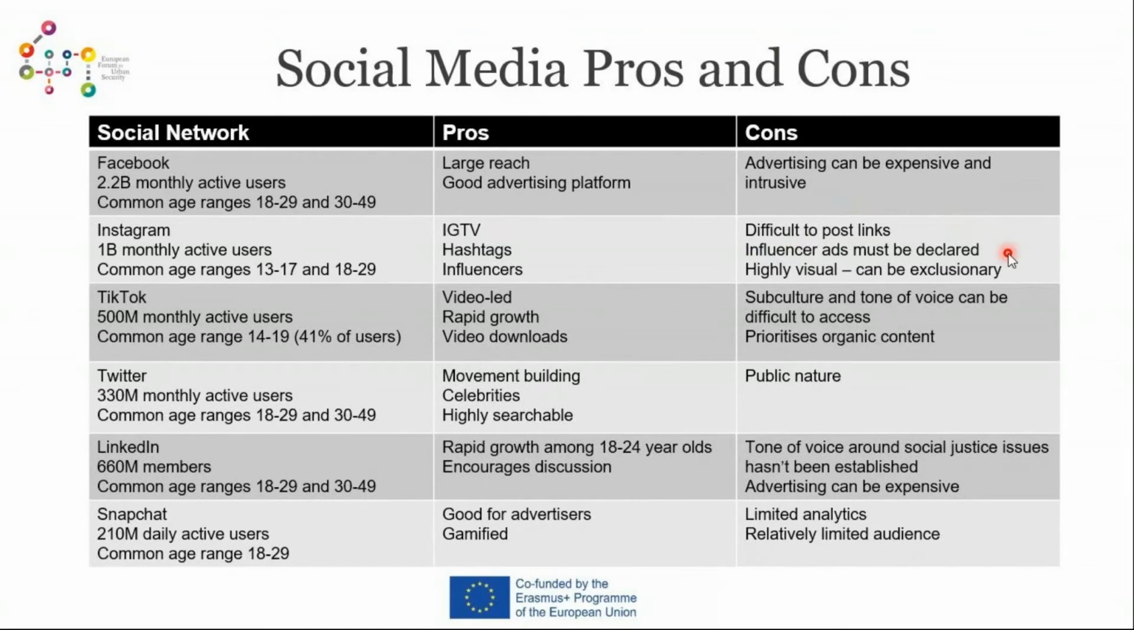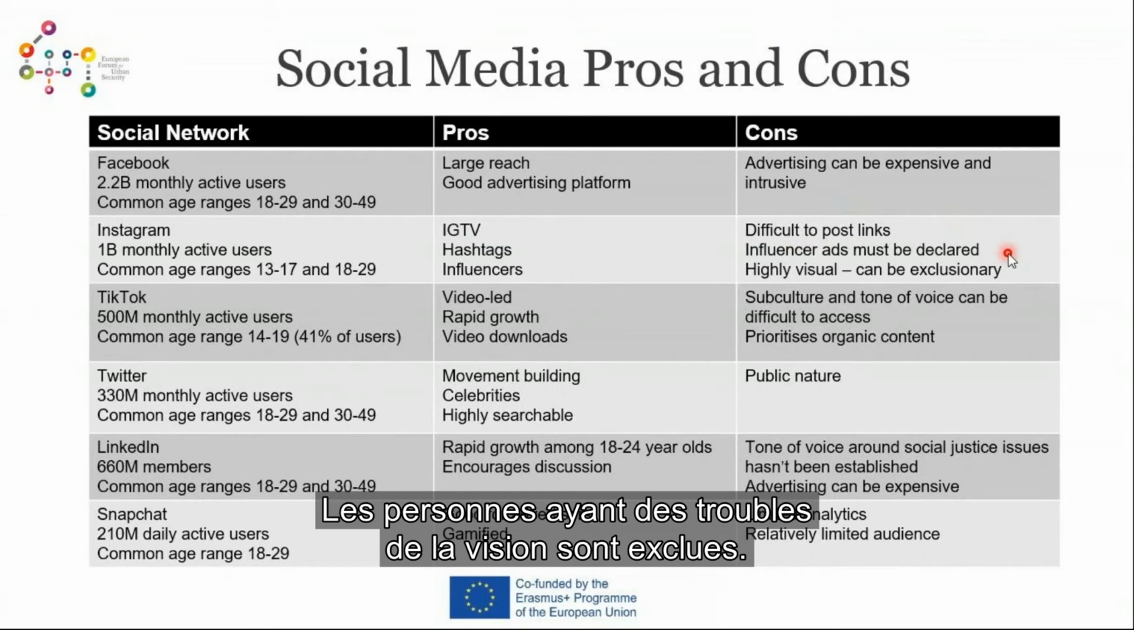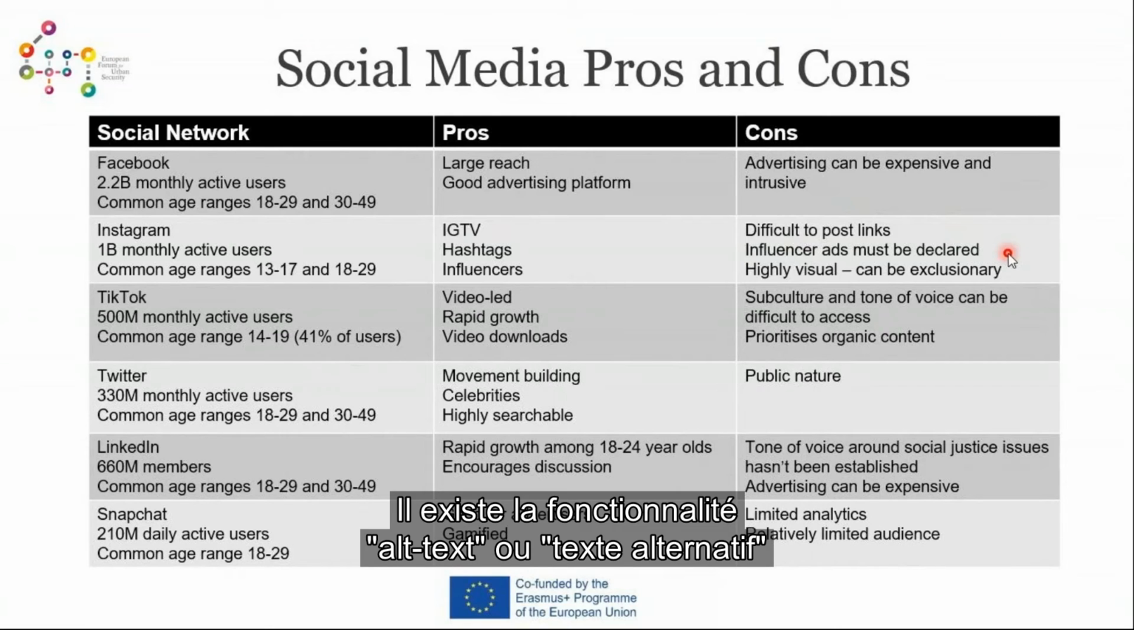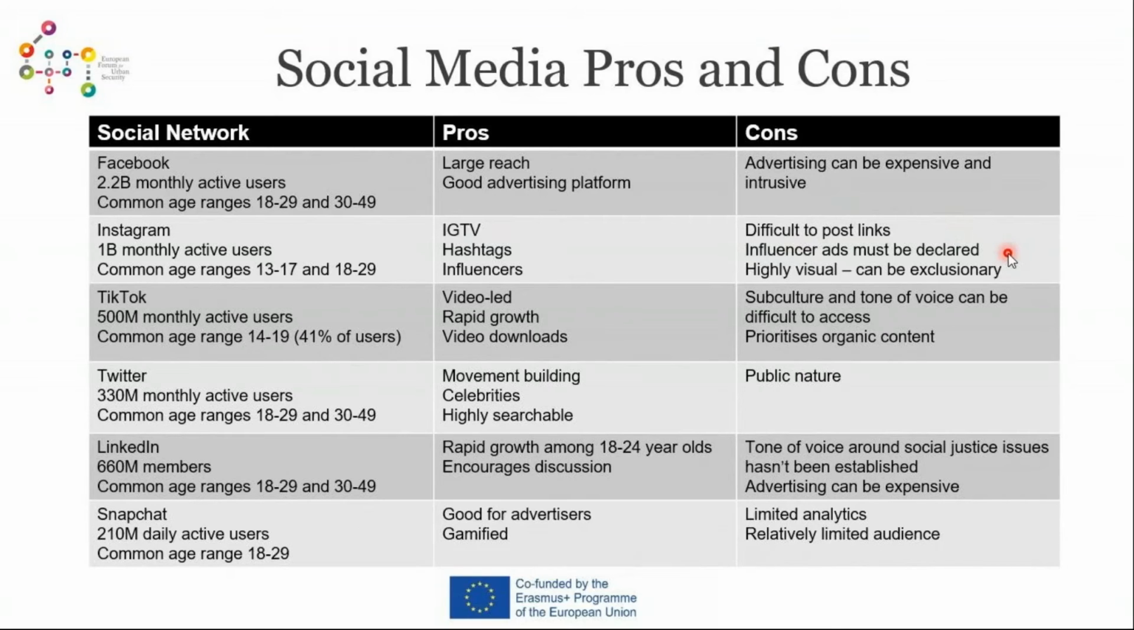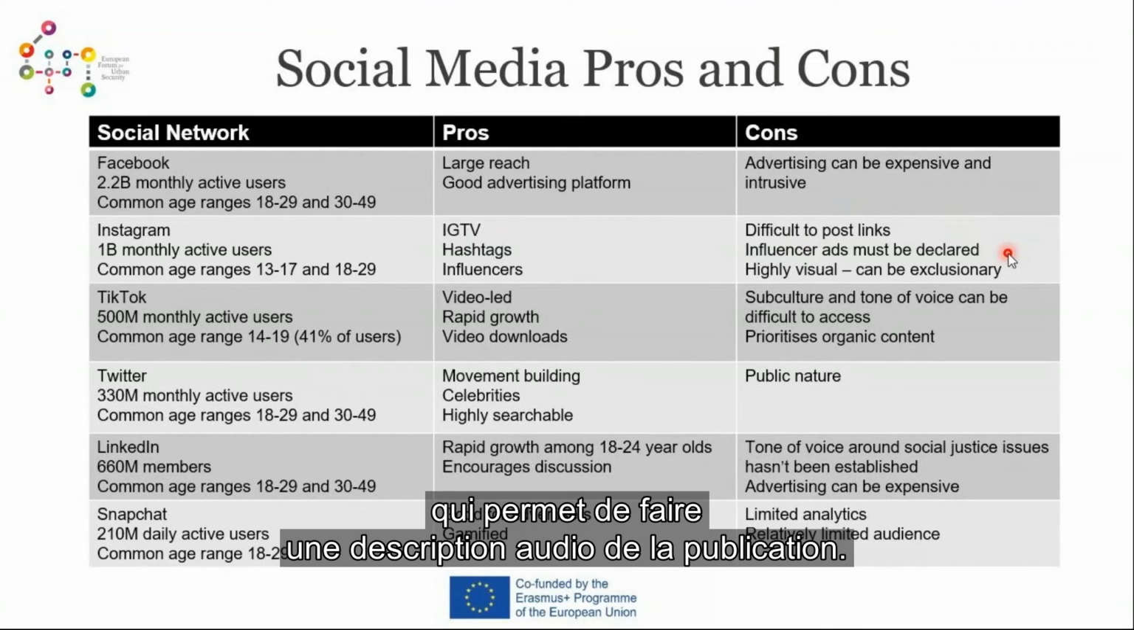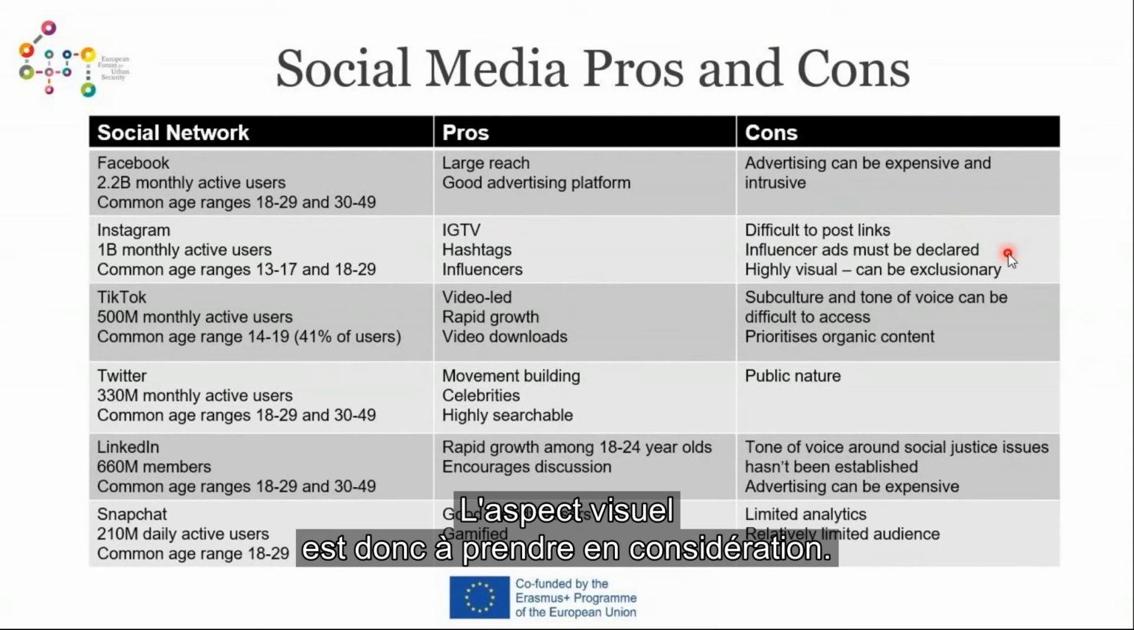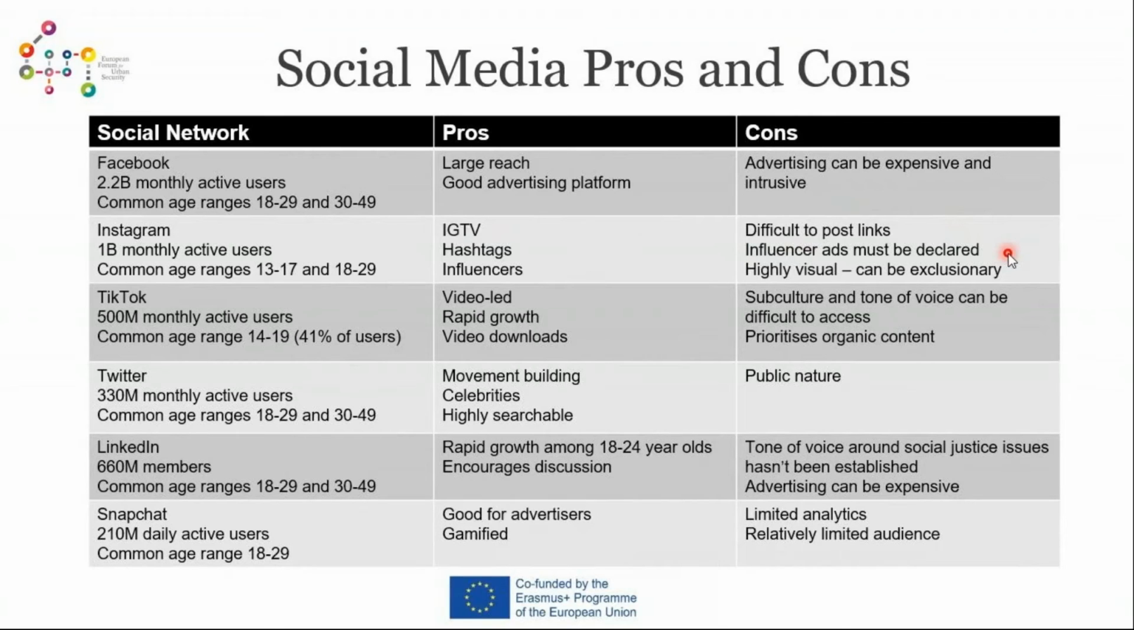I've put this in as a con, because it can be exclusionary, and that's the very highly visual nature of Instagram. So for people who have issues with sight, it can be exclusionary. There are what are called alternative text fields in Instagram that allow you to do audio descriptions and things, but that might be something to take into consideration. So it's a highly visual platform.